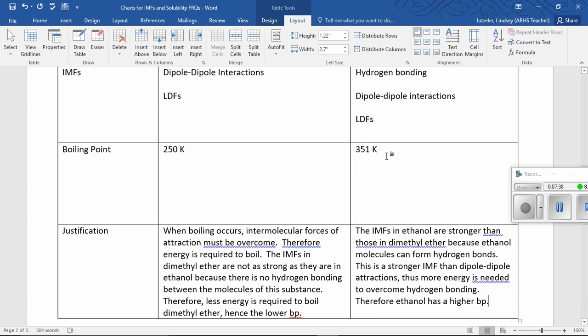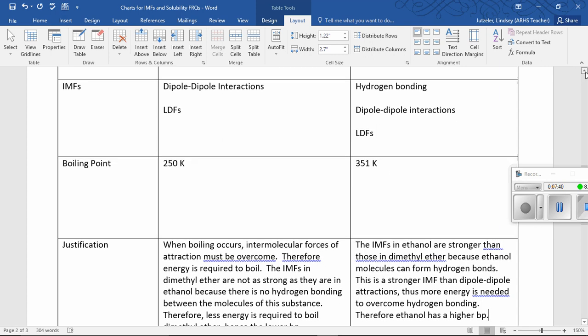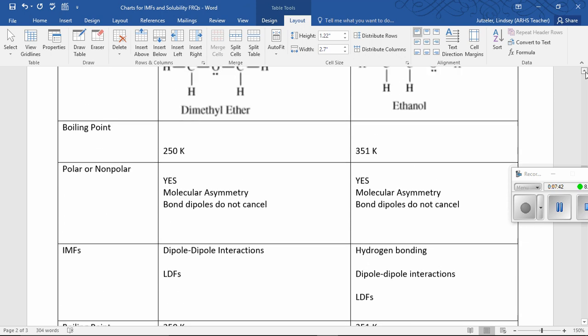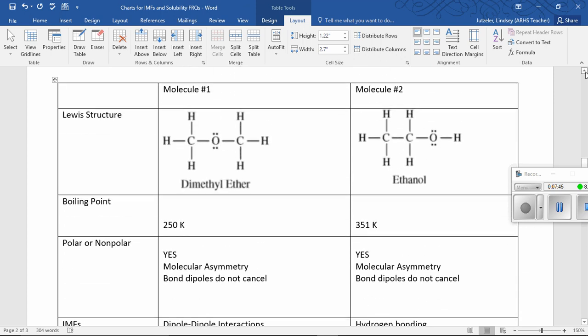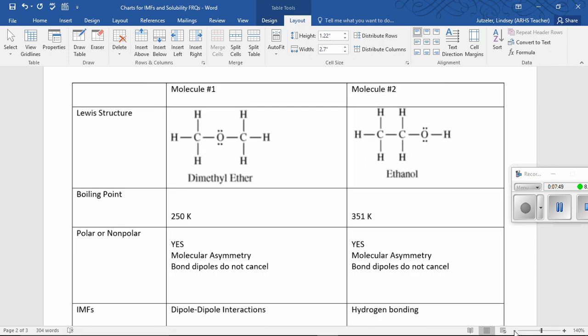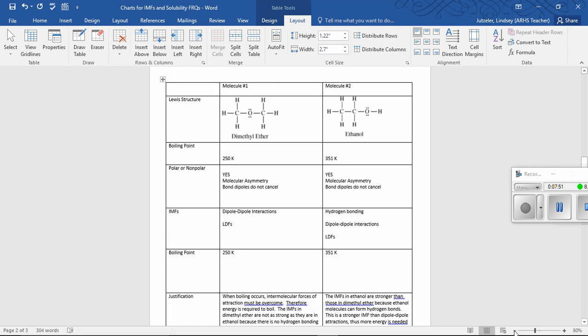Okay, so again, you're not going to talk to yourself like I'm doing right now. You're not going to take as long to answer this question, but everything is organized. I'm going to back out so you can see. So I have the Lewis structure. I'm looking at the structure, and I know the structure is going to tell me something about IMFs. I'm looking at the boiling point. I'm deciding, are these molecules polar or non-polar? Well, they're both polar, okay? But the difference comes in terms of the types of IMFs.